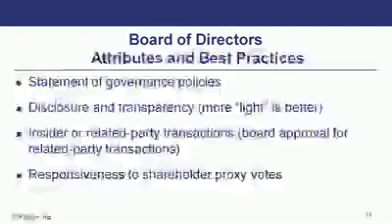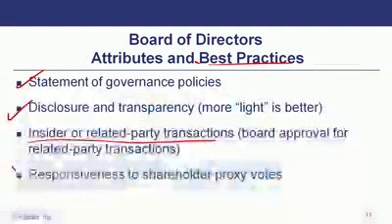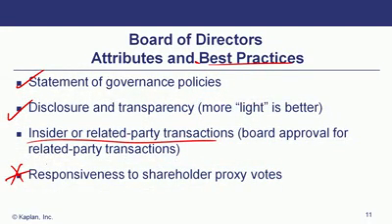So a few more things here under best practices. Statement of governance policies. There ought to be a statement about how we do this. We need some idea of how we're going to disclose, what's going to be disclosed. And then we're going to have insider or related party transactions. So what if you want to sell a corporate asset to an insider? Okay, well, that's an insider related party transaction. How does that get resolved? What is the materiality threshold? When does it require board level involvement? Those types of things. And then finally, the responsiveness to shareholder votes, shareholder proxy votes.